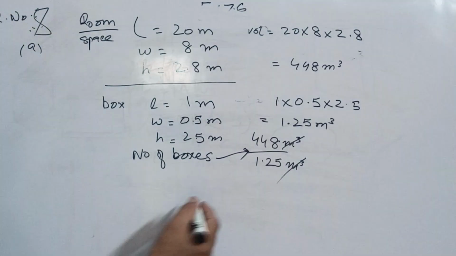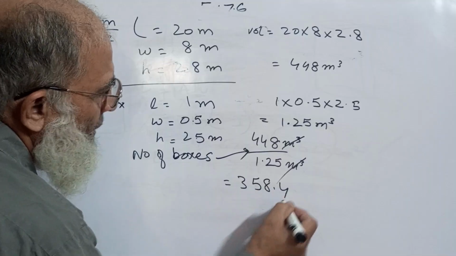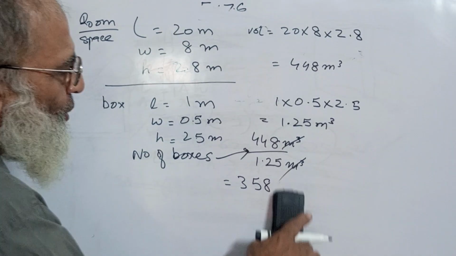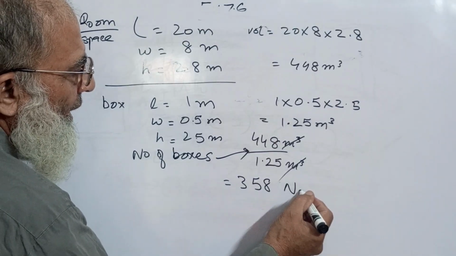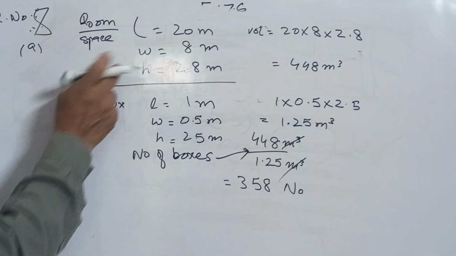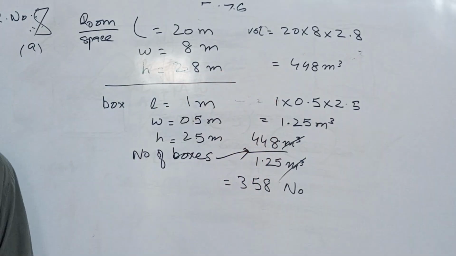Now this is equal to 358.4 boxes. Now you cannot make 0.4 box, so you have to ignore 0.4. So there are only 358 boxes you can store in this room. 358 boxes you can store in this volume.